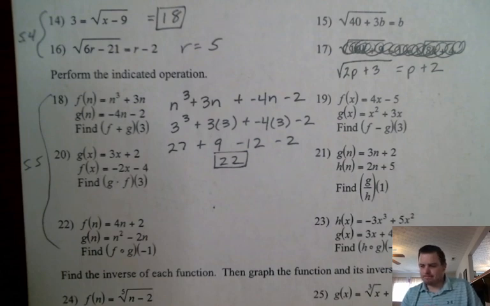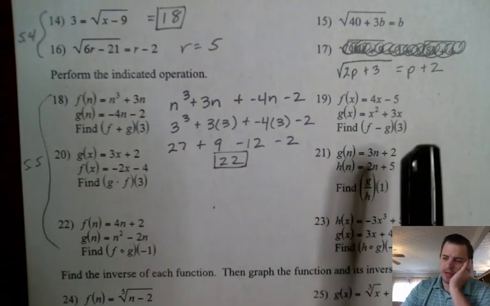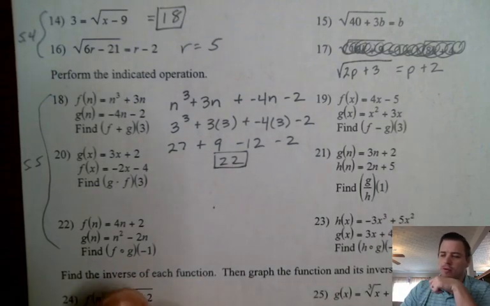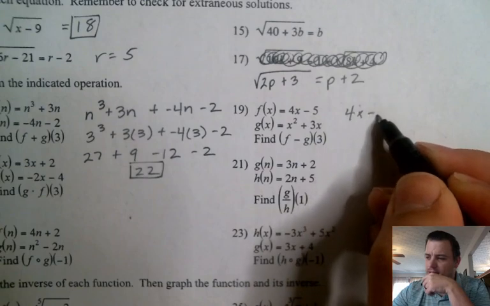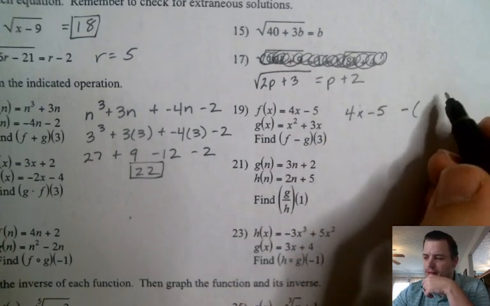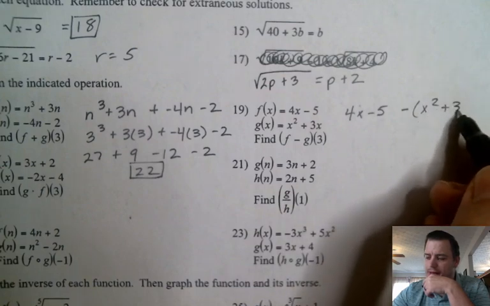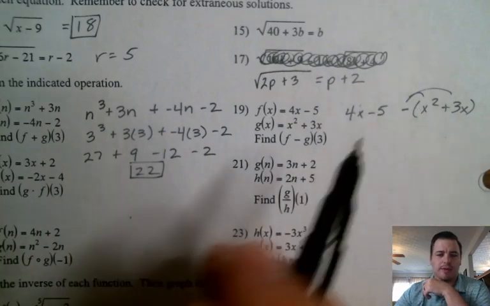Okay? All right, let's look at number 20. Same thing with 19, but what you want to be careful with, guys, with 19 is this. Make sure you say 4x minus 5 minus. You have to put this in parentheses, x squared plus 3x, and then make sure you distribute. Okay, now you work that one on your own.